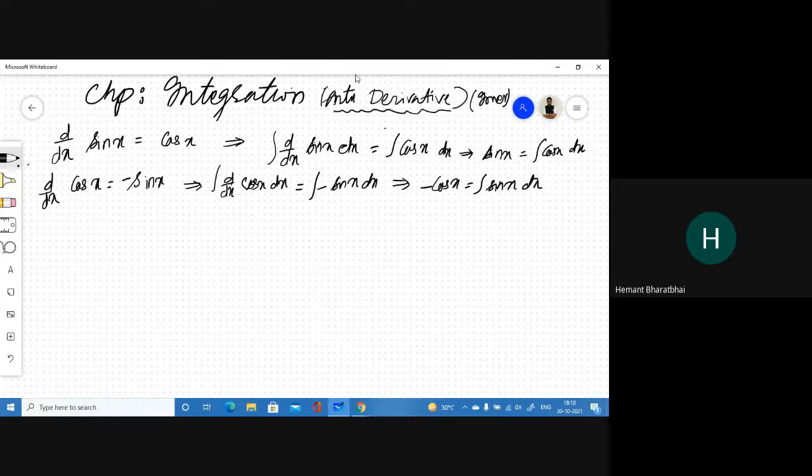So derivative of cos is minus sin, so integration of sin is minus cos. Okay, so don't learn by heart separate formulas for integration.